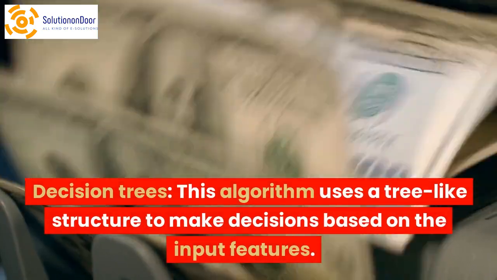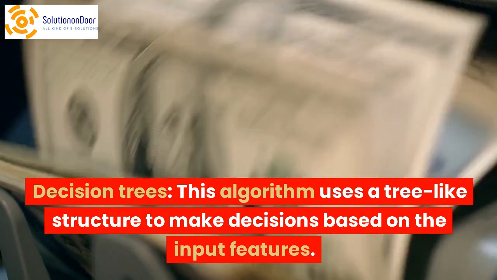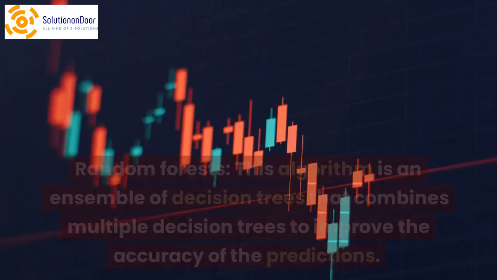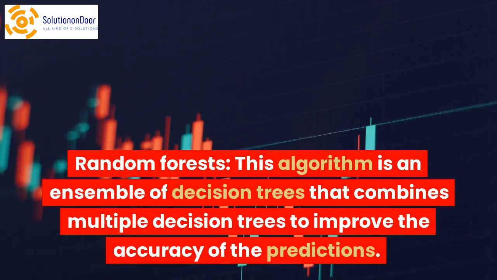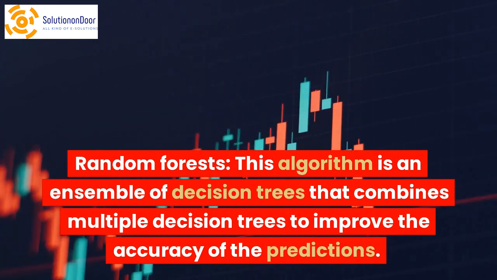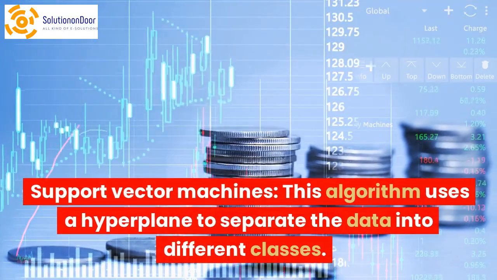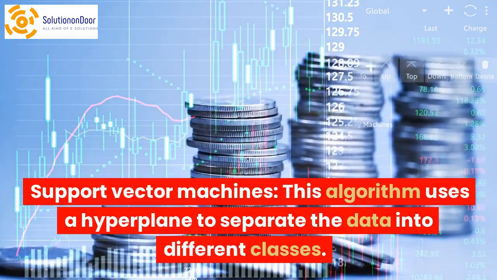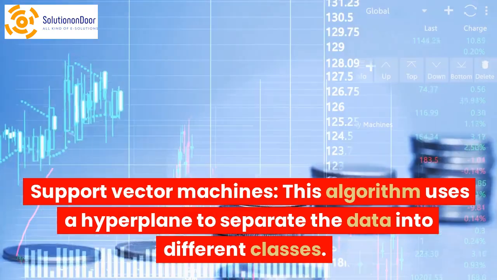Decision trees. This algorithm uses a tree-like structure to make decisions based on the input features. Random forests. This algorithm is an ensemble of decision trees that combines multiple decision trees to improve the accuracy of the predictions. Support vector machines. This algorithm uses a hyperplane to separate the data into different classes.